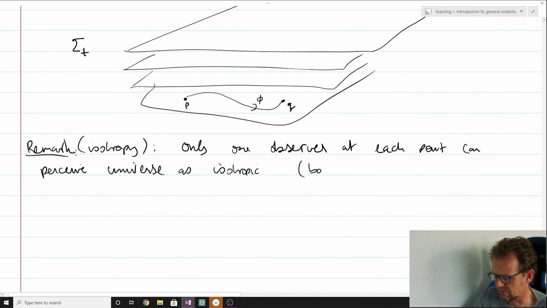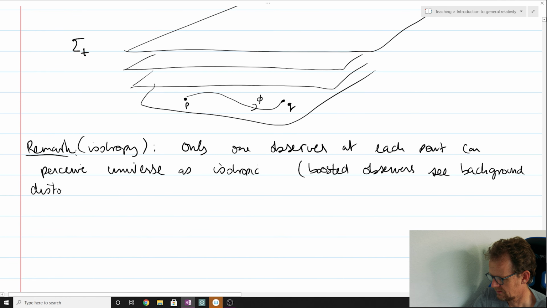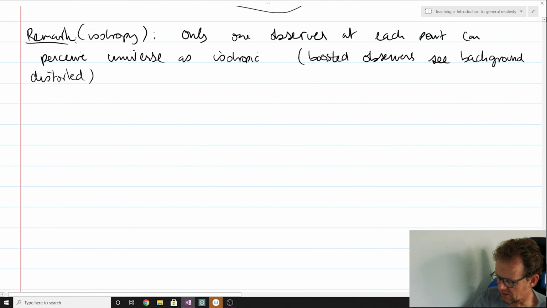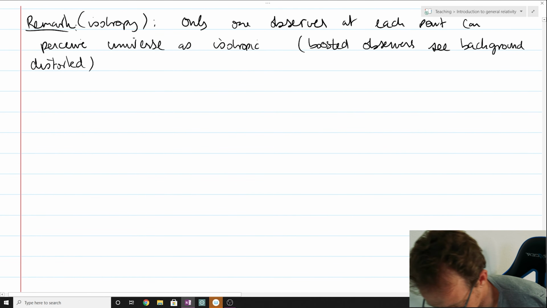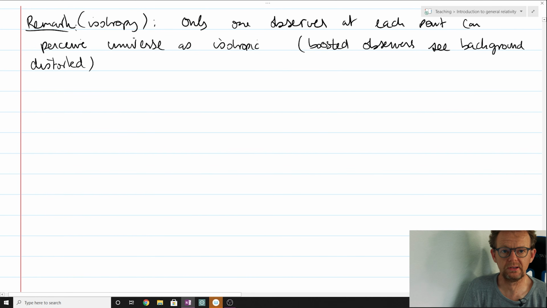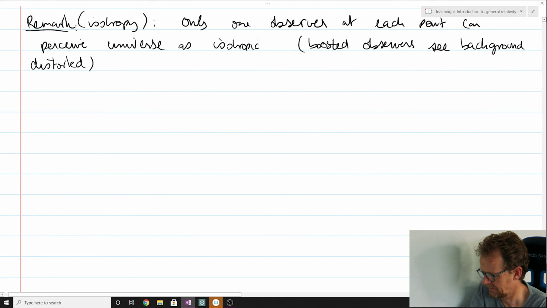Some boosted observers see the background distorted. Okay, so that's just a comment before we get into the definition of isotropy. Whatever our definition will be, we have to admit that it won't apply to all observers, only one observer at any given point.